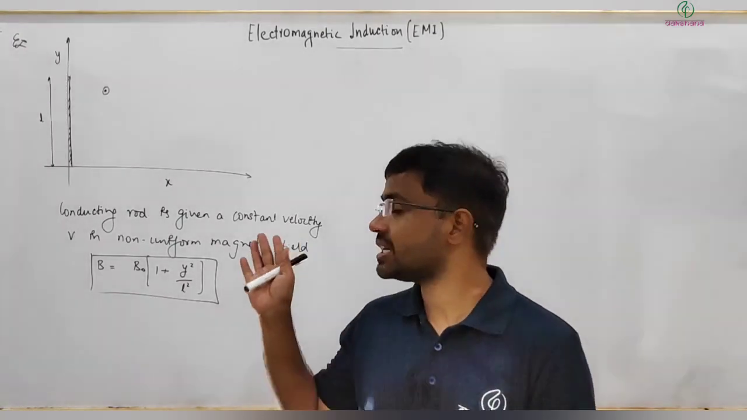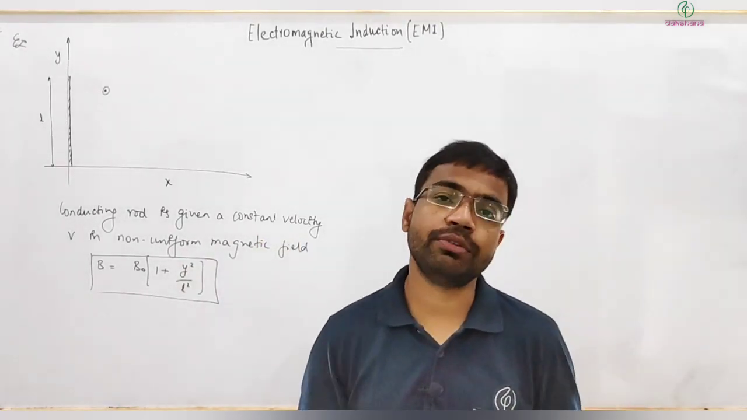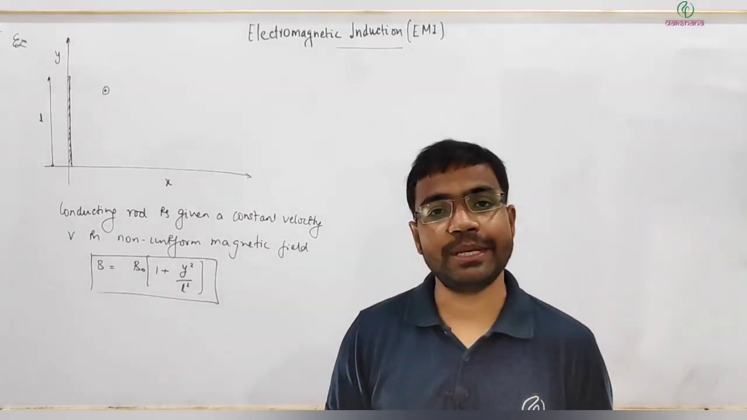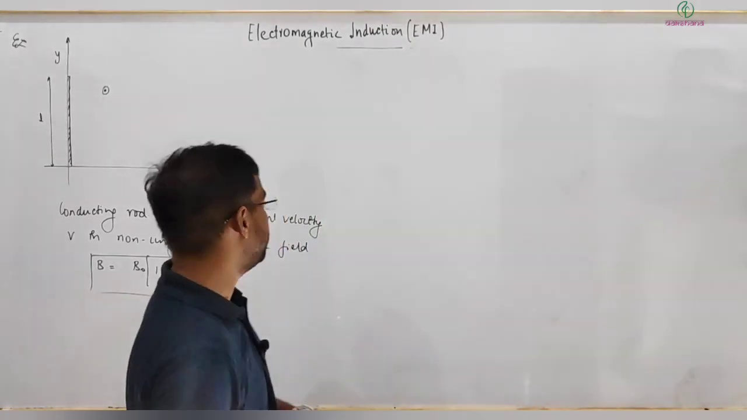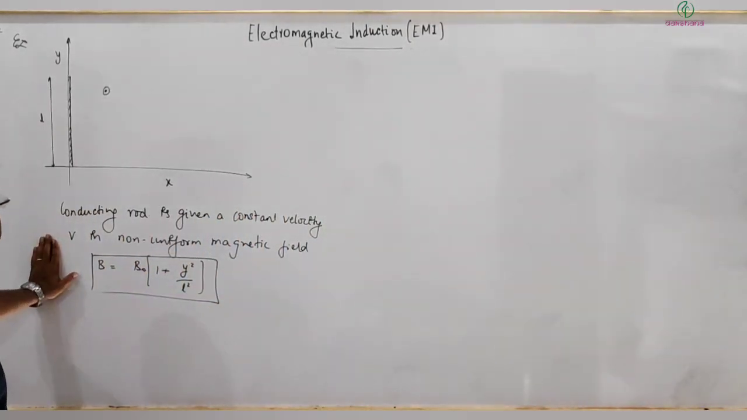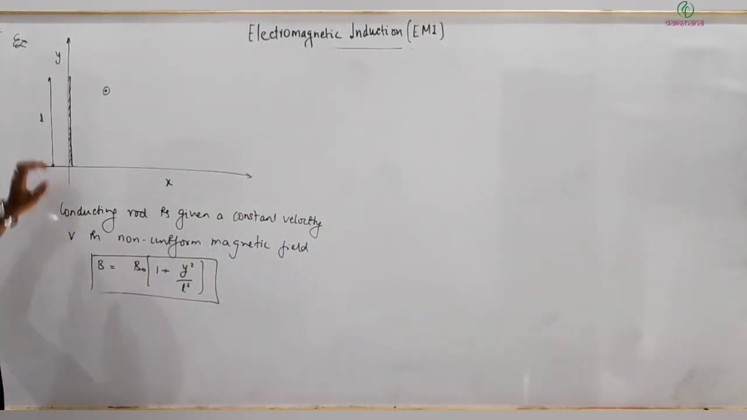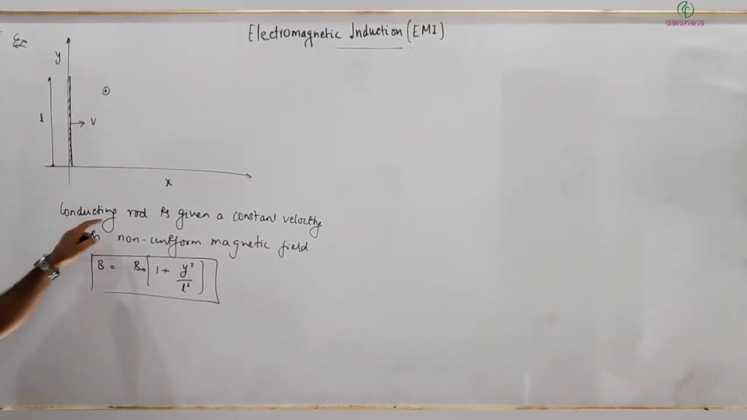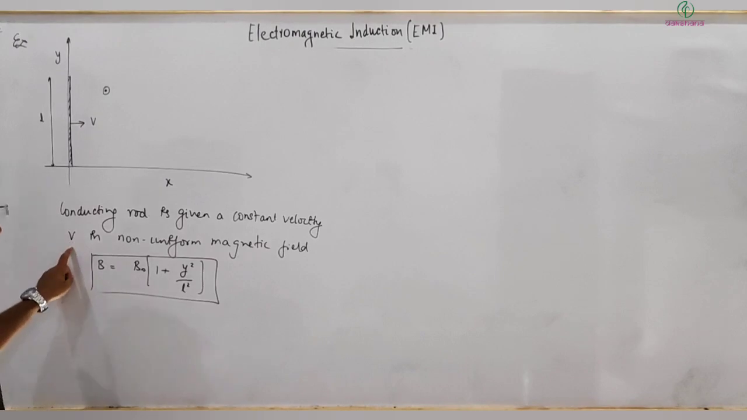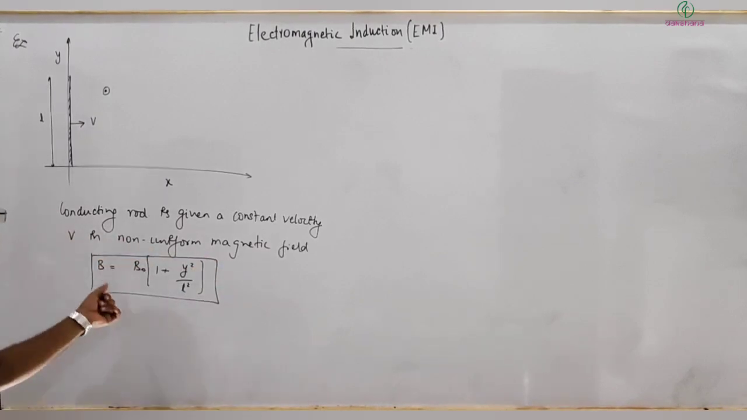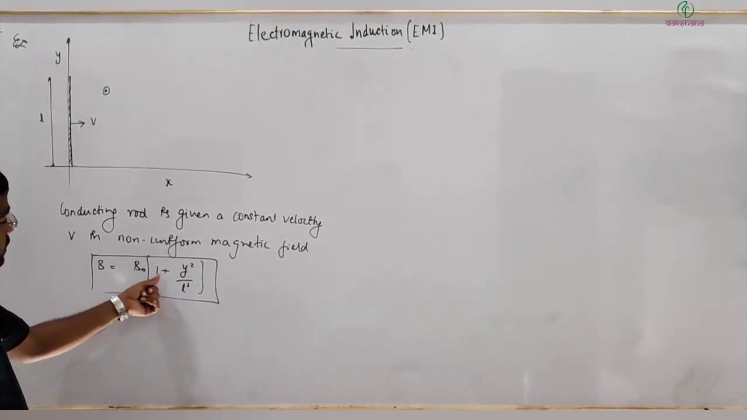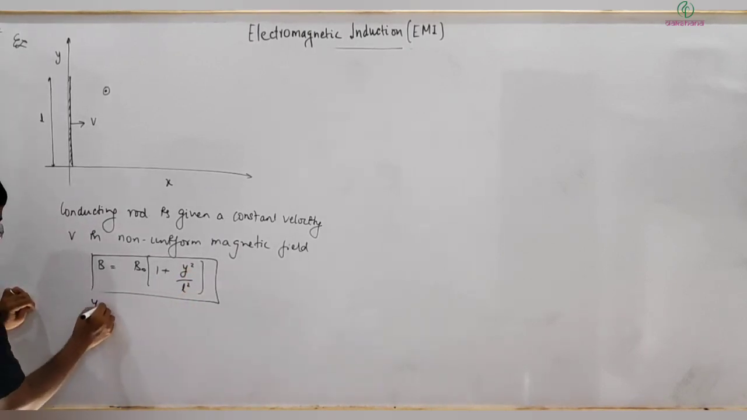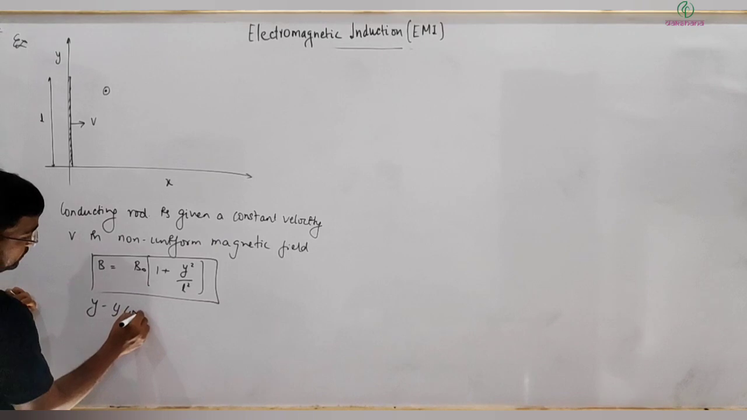Let's see one more application. We saw a few applications in the last lecture; let's see one more example, and then we will see the next topic. Consider a conducting rod of length L, given a constant velocity V in a non-uniform magnetic field, where B is given by B naught into 1 plus y square by L square, where y is the y coordinate.